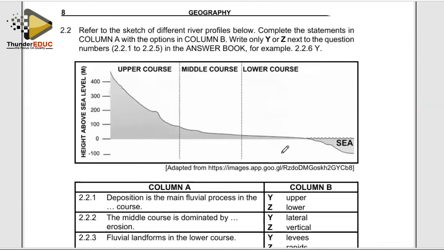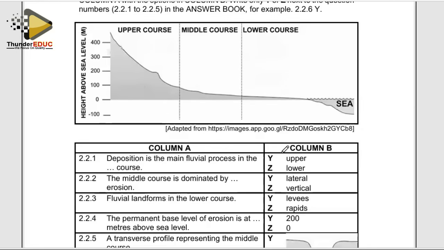Right, let's look at question number 2.2. Question 2.2 is talking about the courses of a river or the stages of development of a river. Our river systems are basically divided into 3 segments, which is number 1, the upper course, which is the youthful stage, the middle course, which is the mature stage, and the old age, which is the lower course. So we want to look at the statements that best describe the courses of the river.